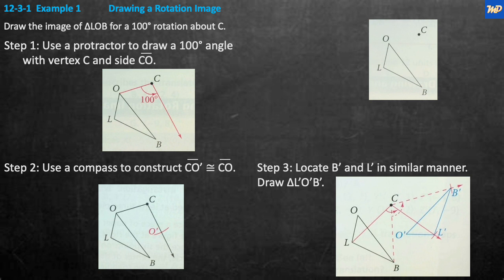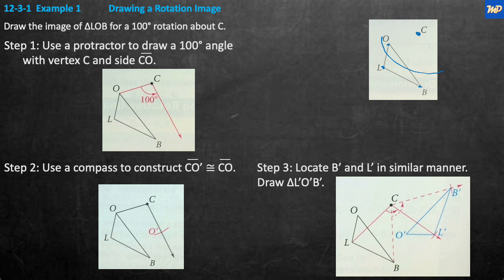Okay, example 1, drawing a rotation image. We're going to take this triangle LOB on the right-hand side and a point C. Here is C, and we have these vertices, L, B, and O. We're going to rotate this triangle around the point C. It says draw the image of triangle LOB for a 100-degree rotation about C. So now you see we're going to rotate this triangle around. It's going to swing in an arc, going around the circle, in a curve, if you will.